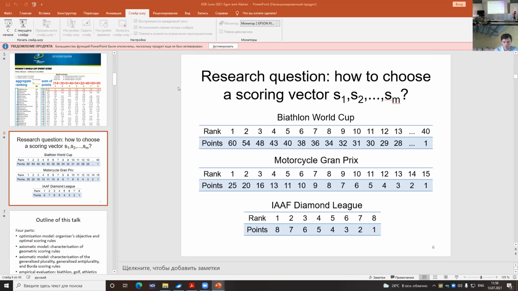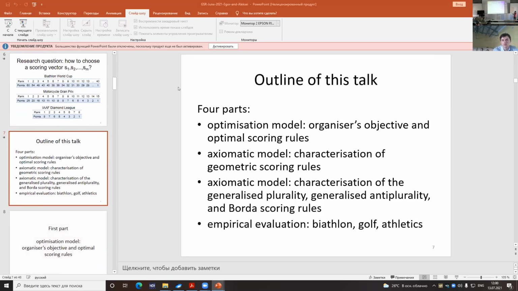Usually in the final we have 8 competitors at an athletics stadium. For instance, in Rio, you have only 8 lanes. And so for positions from 9 and below, you get 0 points.